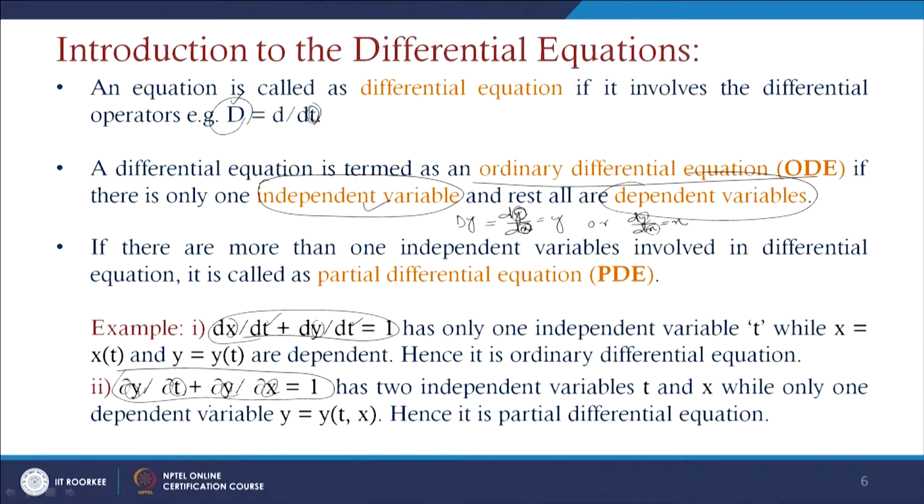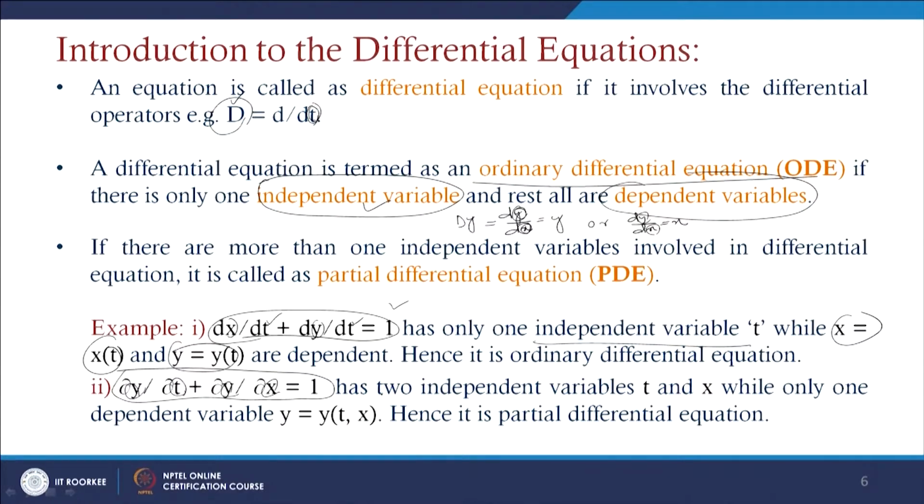And especially for this ordinary differential equation, dx by dt plus dy by dt equals 1 has only one independent variable t, while x is represented as x of t and y is represented as y of t. Since t is independent, x must be dependent on t to get a change with respect to t. Similarly, t is the independent variable and y will change with respect to t. That is why y is called the dependent variable and t is the independent variable.